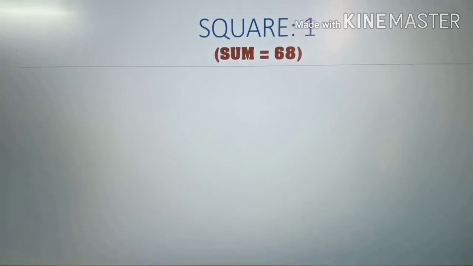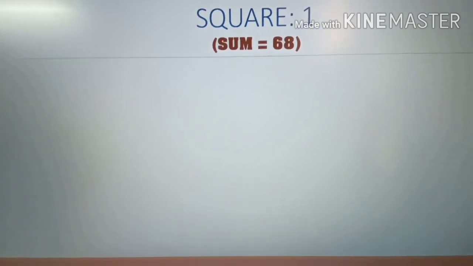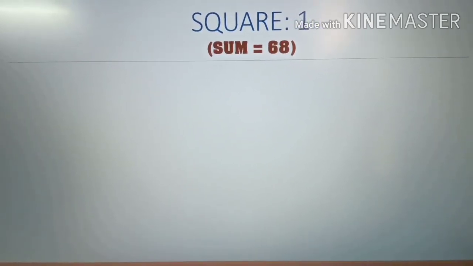Now here you have been provided with only square 1, whose sum is equal to 68.